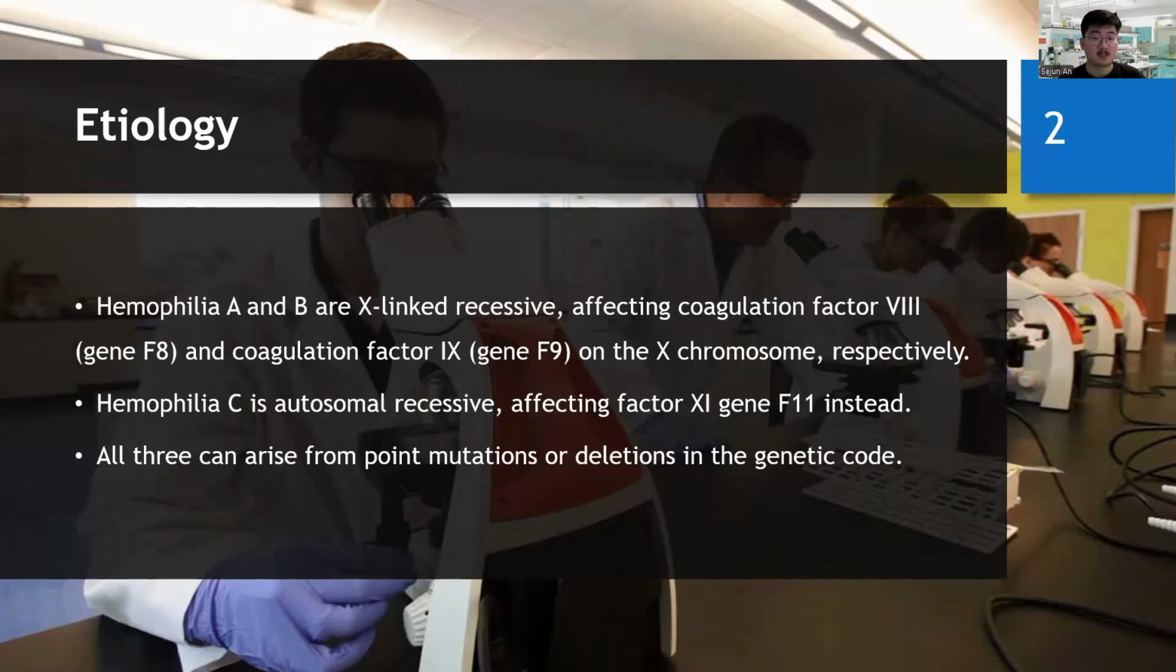Both hemophilia A and B are X-linked recessive, passing down from the X chromosome. Affected genes include F8 and F9 respectively for hemophilia A and B, which carry proteins called coagulation factor 8 and coagulation factor 9. However, hemophilia C is passed down differently as an autosomal recessive disorder, affecting F11 carrying factor 11 instead. These disorders usually occur due to point mutations or deletions in the genetic code.